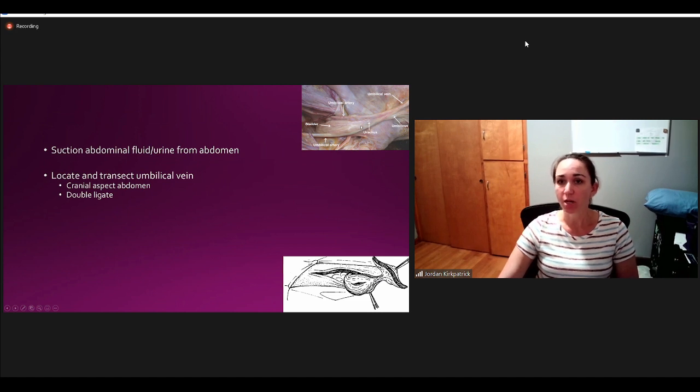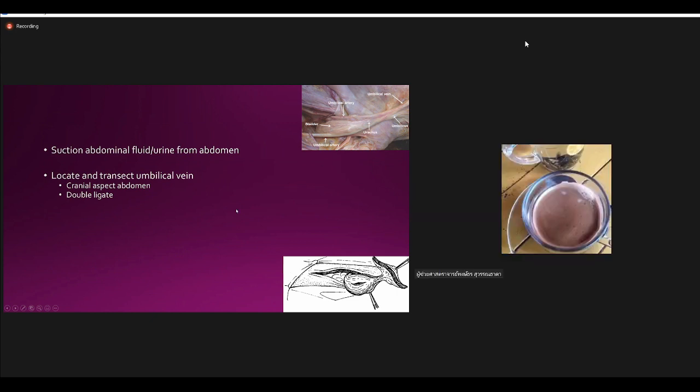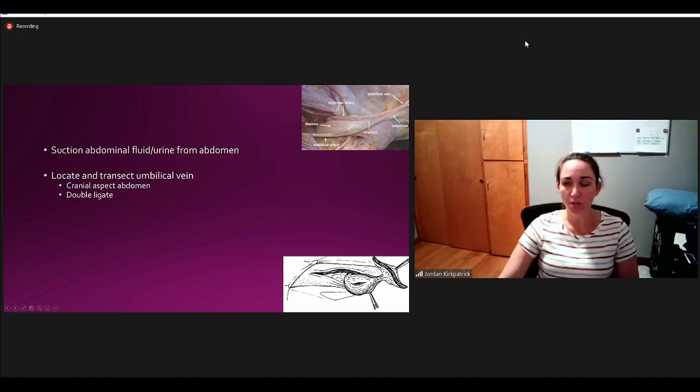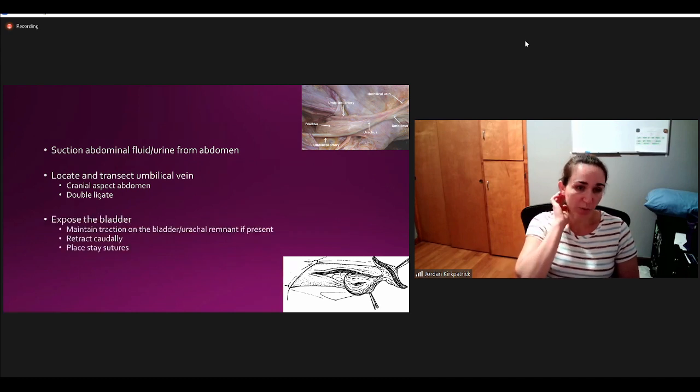I have this image up here just to remind you of the anatomy of the umbilicus: the umbilical vein, which goes cranially towards the liver. The urachus goes to the bladder, and the umbilical arteries are on either side of the bladder. If the umbilical vein is present, then you will double ligate it and transect it. And then expose the bladder.